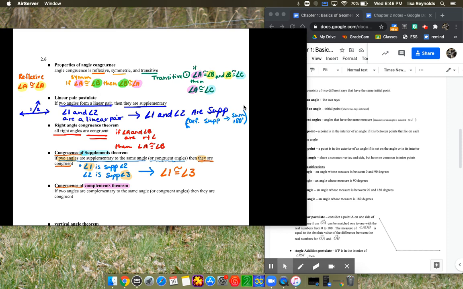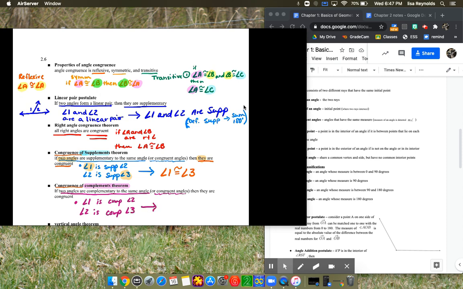Our next one is going to work with complementary. So if two angles are complementary to the same or congruent angles, so this time you're going to have two complementary statements. So our first angle is complementary to our second angle, and our second angle is complementary to a third angle.